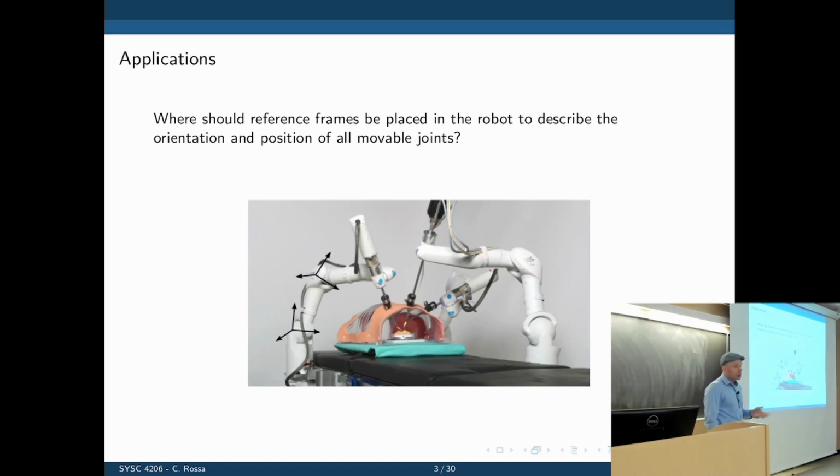All we have to do here is to assign frames to different parts of the robot and then create the transformation matrices between them and then connect them in cascade to go all the way from tip to the base of the robot. That's the application of what we saw in the last lecture.